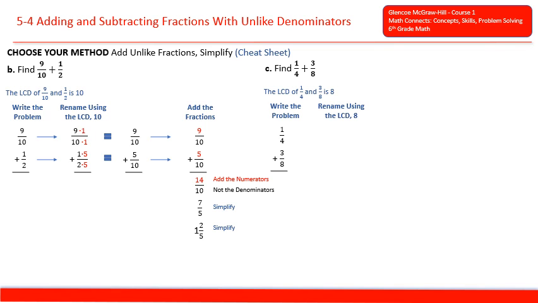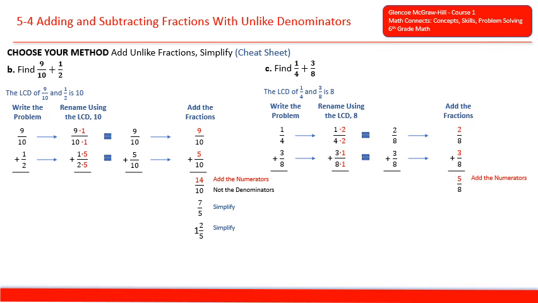We need to rewrite 1/4 as an equivalent fraction with 8 in the denominator. In order to do that, we're going to multiply the numerator and denominator times 2. And 3/8 is fine the way it is. We'll use the identity property to multiply it times 1. And if we multiply 1/4 times 2 over 2, we get 2/8 plus 3/8. And if we add those together, we get 5/8. And just a reminder, that we do add the numerators, but not the denominators.